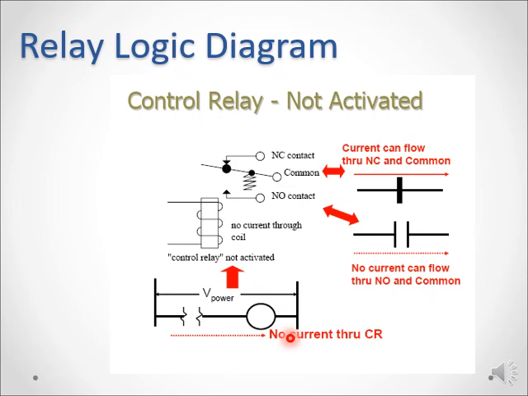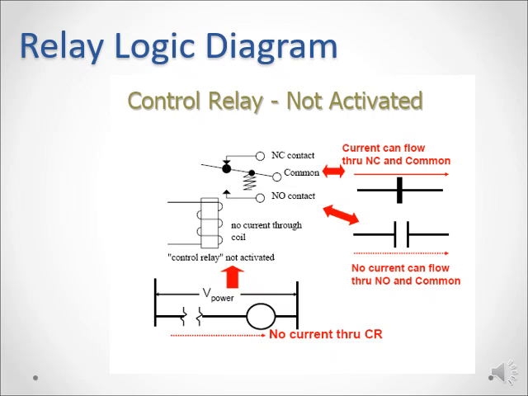Normally closed means if you don't energize the switch, it will carry current. Normally open means once you energize the switch through the electromagnet contact, then it will start to carry current. Let us pause here for a while, then we come back again.